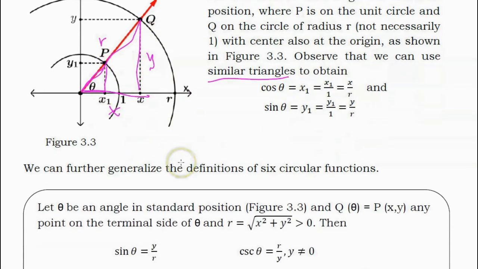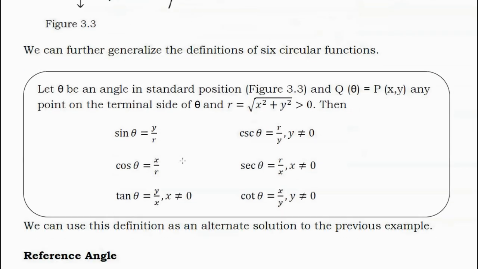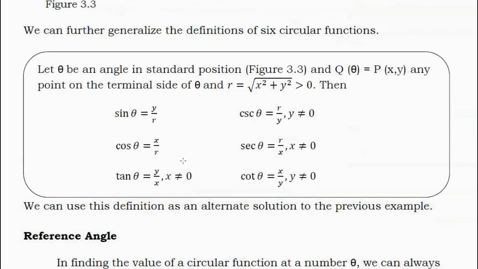So from this, we can further generalize the definitions of the 6 circular functions. Our sine theta is y over r, our cosine theta is x over r, our tangent theta is y over x, where x is not equal to 0, our cosecant theta is r over y, where y is not equal to 0, our secant theta is equal to r over x, where x is not equal to 0, and our cotangent theta is x over y, where y is not equal to 0. So, we can now use this concept in solving our previous example.